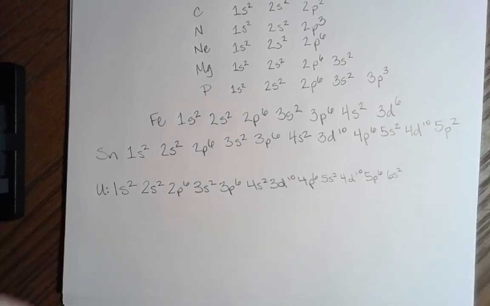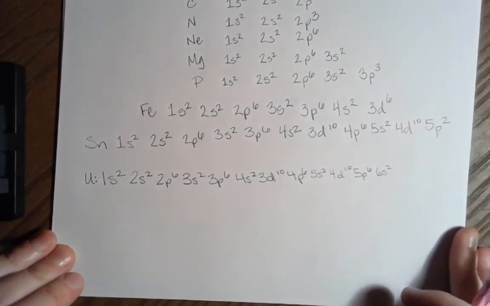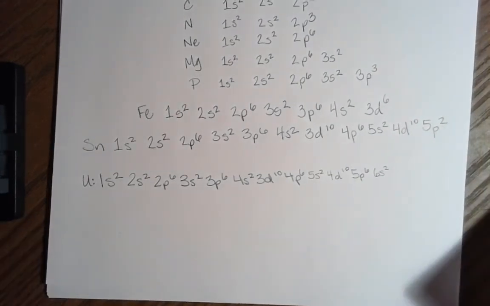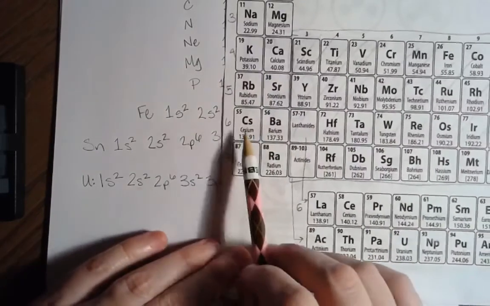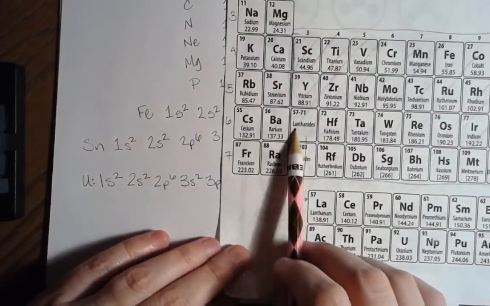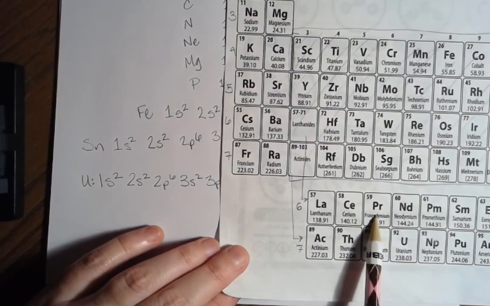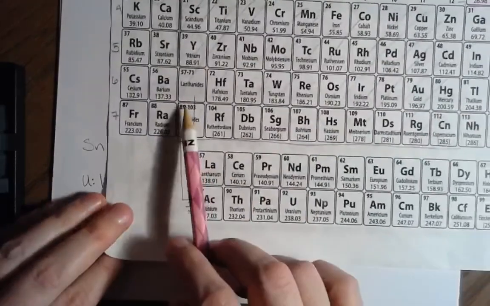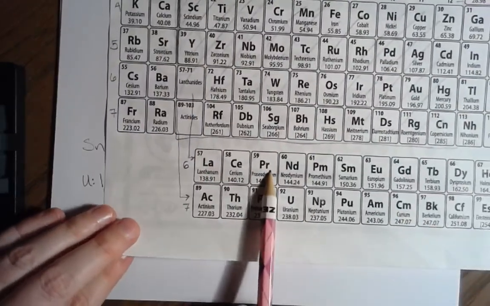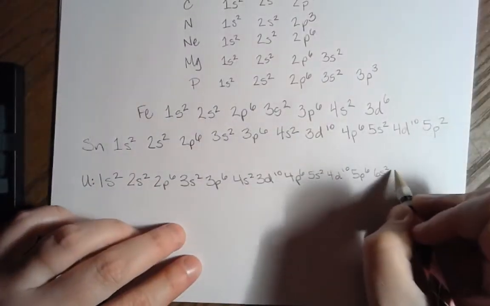6s2. Rows always start with the s orbital, which is awesome because you can keep track there. So there's our 6s with 2 electrons. Now we're off to the f's. This is on the 6th row, but the f's are so weird. They're 2 sizes smaller than you think they should be. That is the 4f.